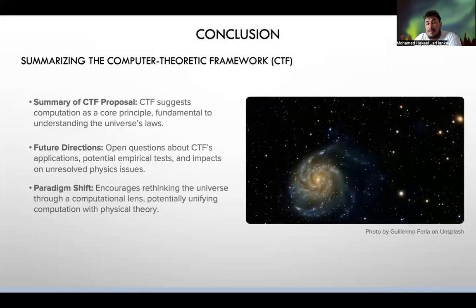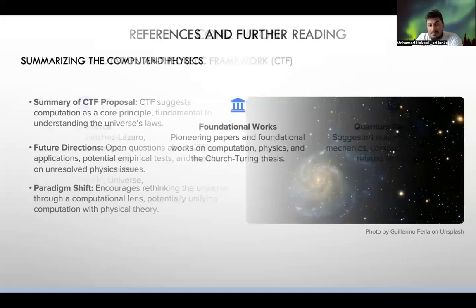And the conclusion of this paper summarizes the computer theory framework, CTF. Summary: CTF proposes computation as a core principle fundamental to understanding the universe's laws. Future directions: open questions about CTF applications, potential empirical tests, and impact on unresolved physics issues. Paradigm shift: it encourages rethinking the universe through a computational lens, potentially unifying computation with physical theory.